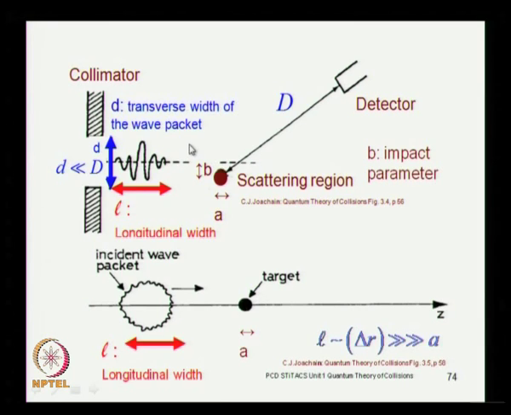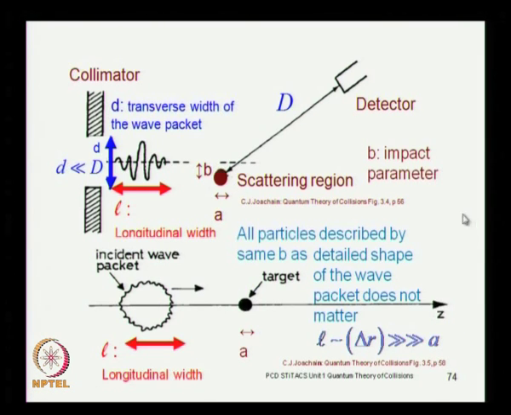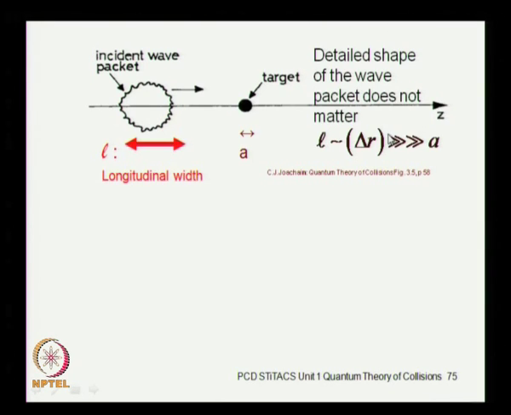The other thing you have to recognize is that depending on how it is set up, you may not have the incident beam meet the target head on, but there may be a little bit of displacement, because where it impacts the scattering region may not be exactly head on. So, there is a certain impact parameter that you may have to consider, and all particles described by the same b will have a similar shape. So, the exact detailed wave packet shape will really not matter, because this distance is quite larger than the target. Okay. So, our analysis is on comfortable ground, and the detailed shape of the wave packet does not matter.